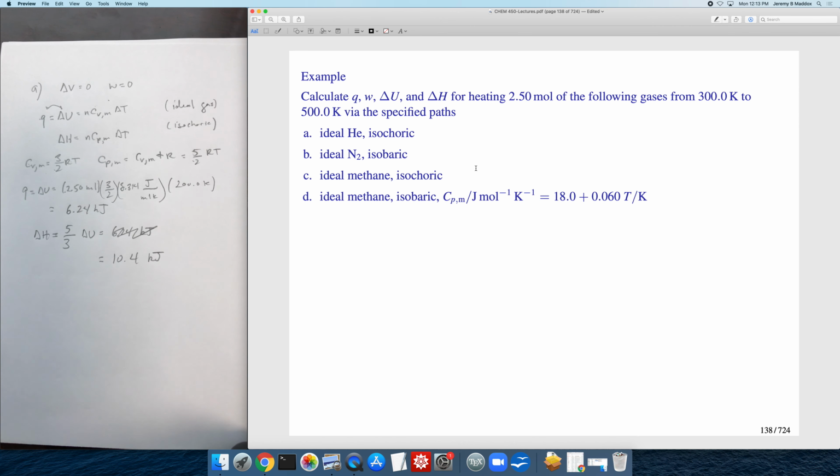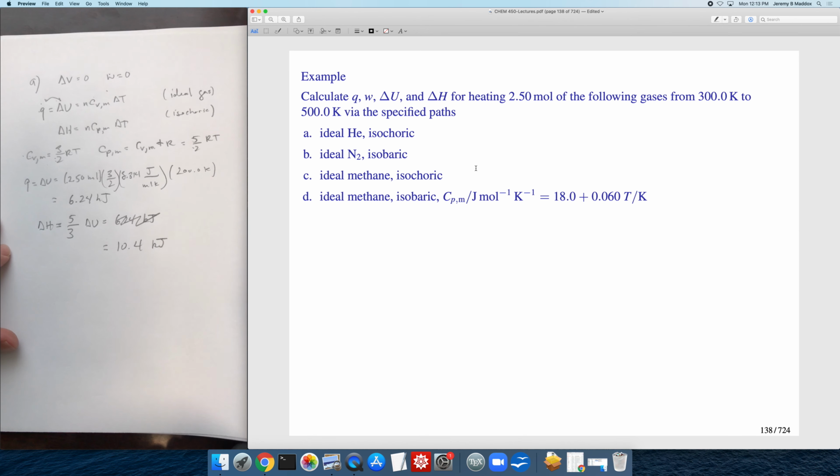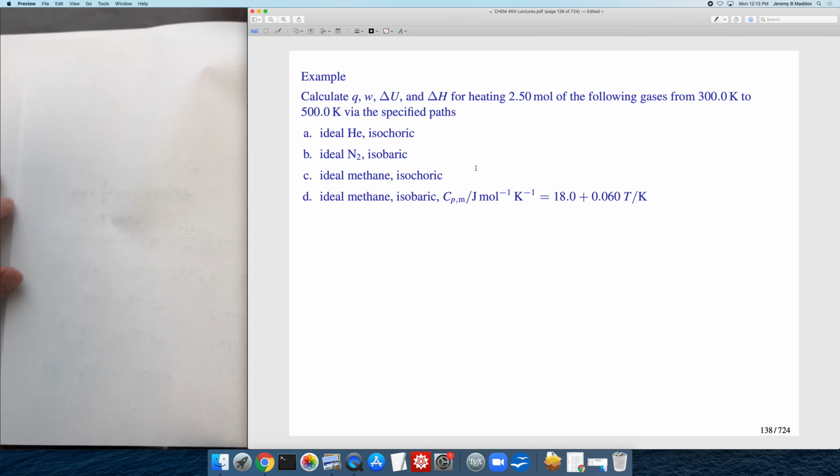Okay, so for isochoric heating, work is 0 and Q equals delta U. For ideal gas, you calculate CV like this and CP like that. This is for a monoatomic ideal gas. Let's do the isobaric diatomic gas.